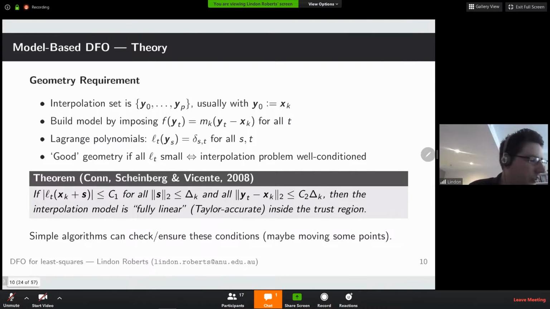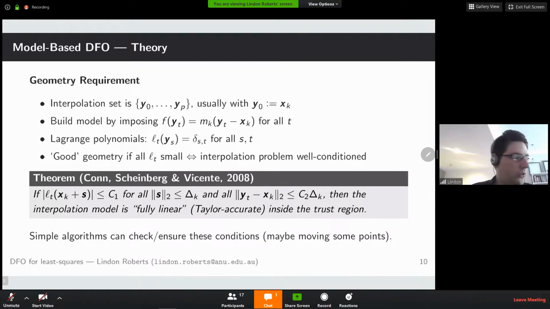Okay, so if we have a look at what this geometry requirement is in a little more detail, what we do is we suppose that our interpolation set is y0 to yp, so some collection of points in Rn. I tend to make the convention that the first point is your current iterate, and then we build our model by imposing that our model interpolates the function at all our interpolation points.